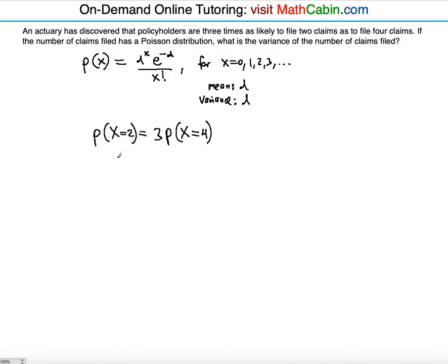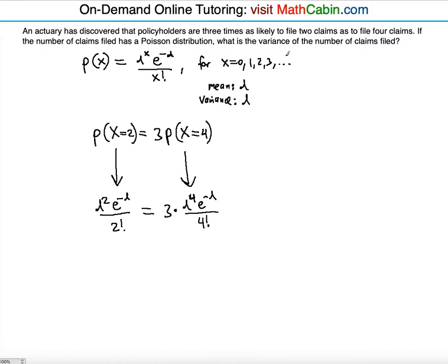So now we're basically going to use the probability distribution function for both cases. For this probability distribution, we're going to have lambda squared times e to the negative lambda divided by 2 factorial, which is equal to 3 times lambda to the 4th multiplied by e to the negative lambda divided by 4 factorial.